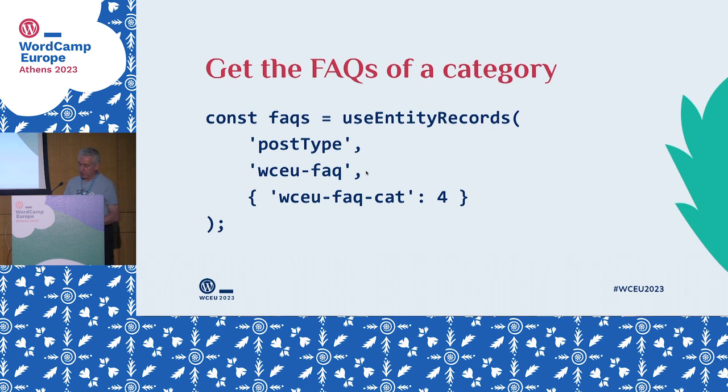Right, the next stage then is to get the FAQs of a certain category. So at the moment we're just seeing all of the FAQs. So change that line where it says FAQs, the useEntityRecords, to put an extra parameter, which is an object saying we want posts from the wceu_faq_cat taxonomy with the ID 4. I'm really regretting this naming scheme now. wceu_faq_cat. Yeah.